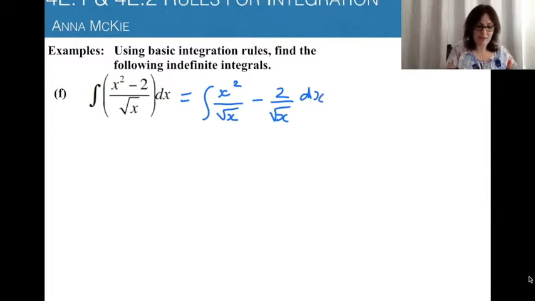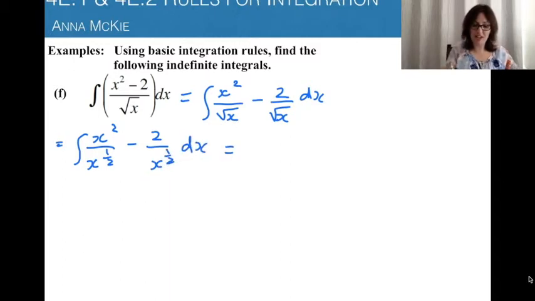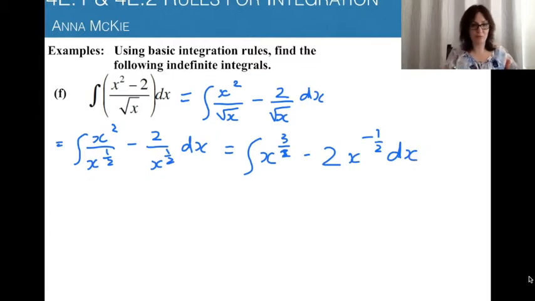Now I'm going to tidy up the square roots. I'm going to write them with their powers. So we have x squared on x to the power of a half, subtract 2 on x to the power of a half dx. Once again, using our index laws, we end up with x to the power of 2 subtract a half, which is x to the power of 3 on 2, subtract 2 x to the power of negative a half dx. And now we're in a position to start applying the integral rules.